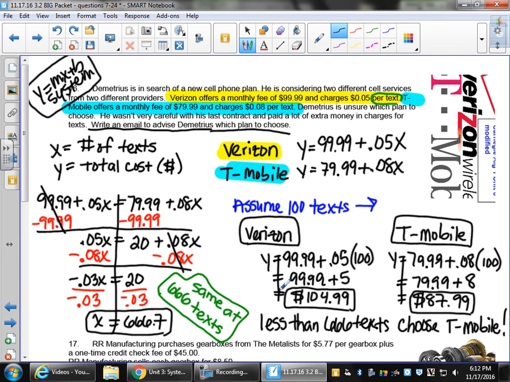As long as you have the math to back up your recommendation and you conclude it with a sentence for your advice, we're fine. Completely acceptable. Good job.